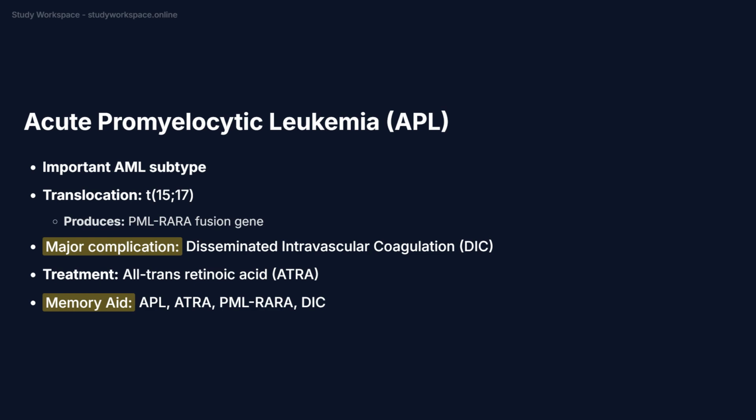An important subtype is acute promyelocytic leukemia. It is associated with a translocation between chromosomes 15 and 17, producing the PML-RARA fusion gene. The major complication is disseminated intravascular coagulation, and the treatment is all-trans retinoic acid. A simple memory aid is APL, ATRA, PML-RARA, and DIC.